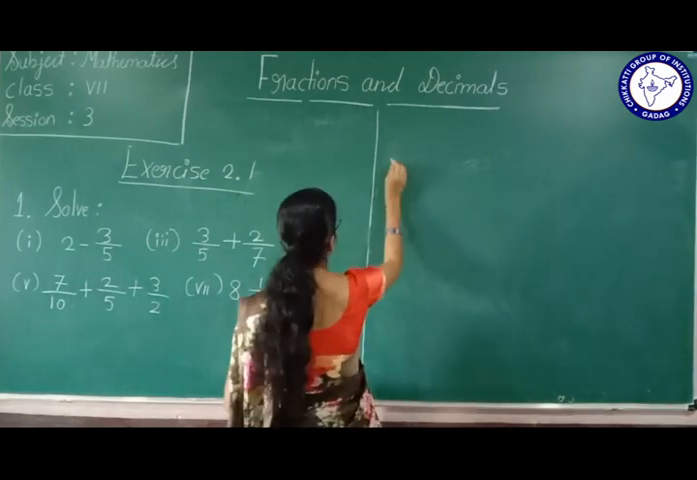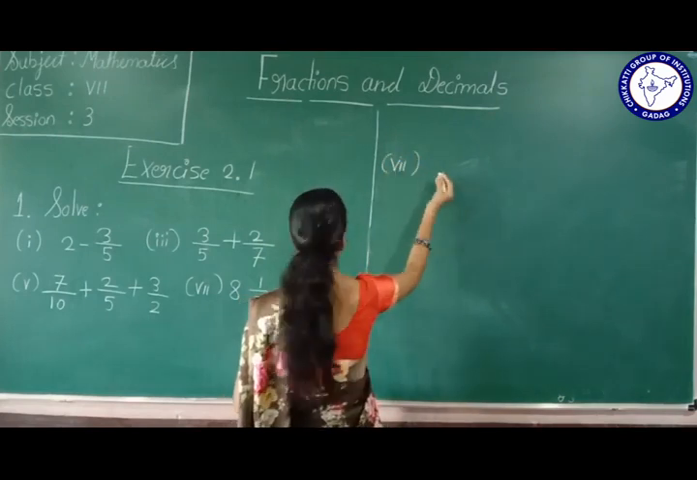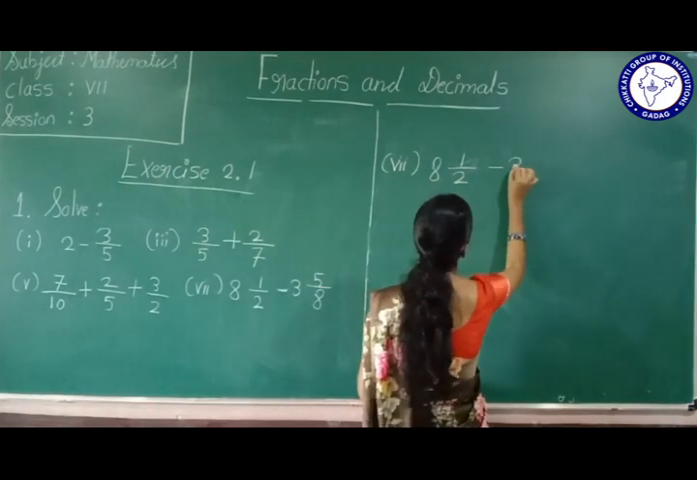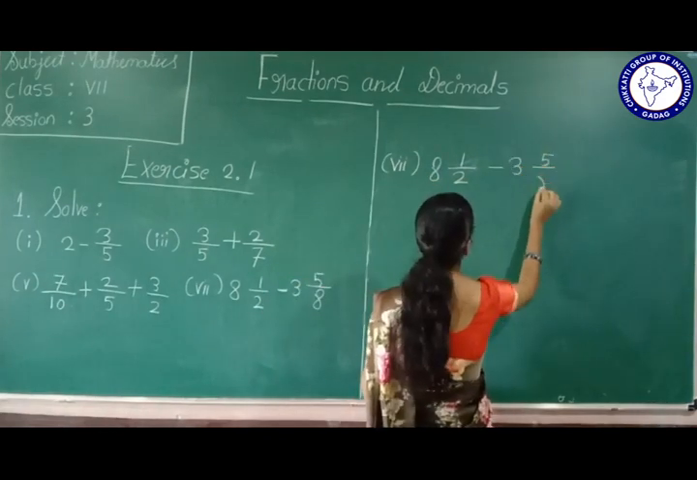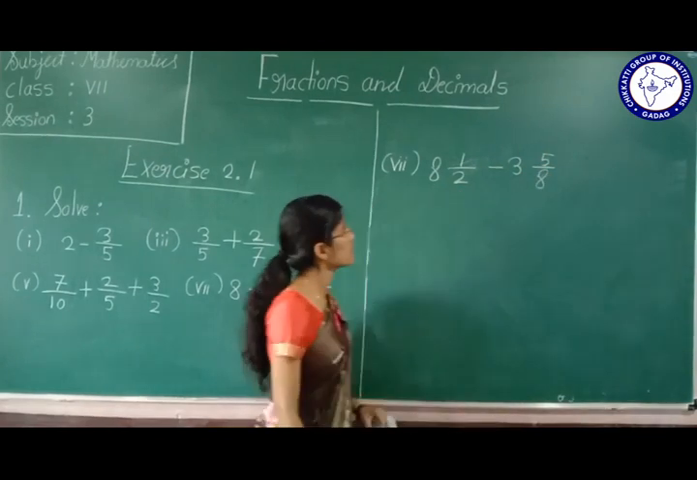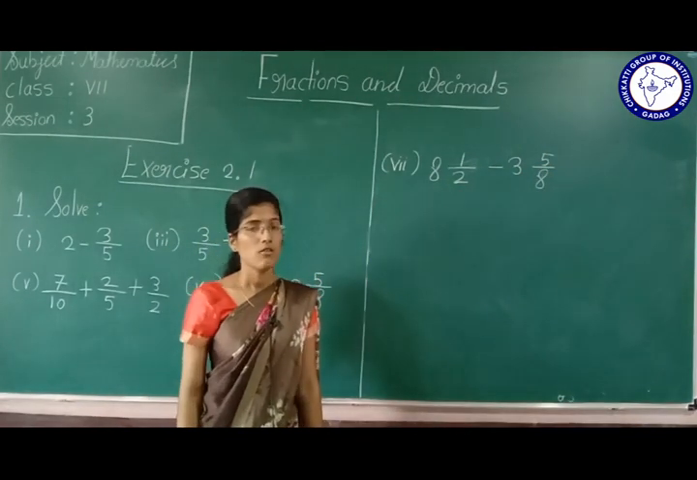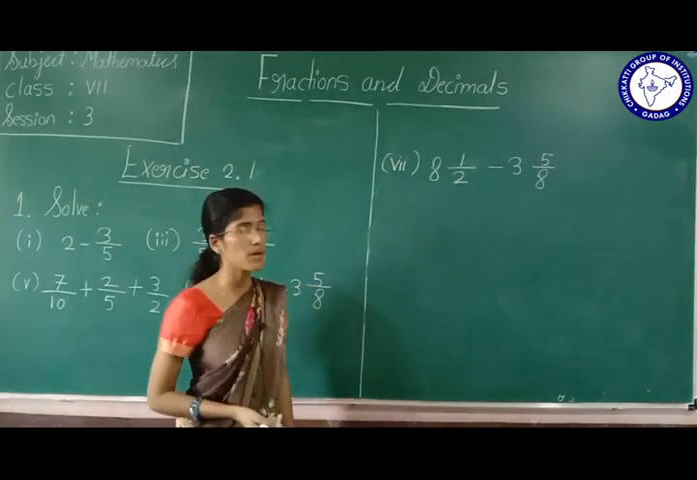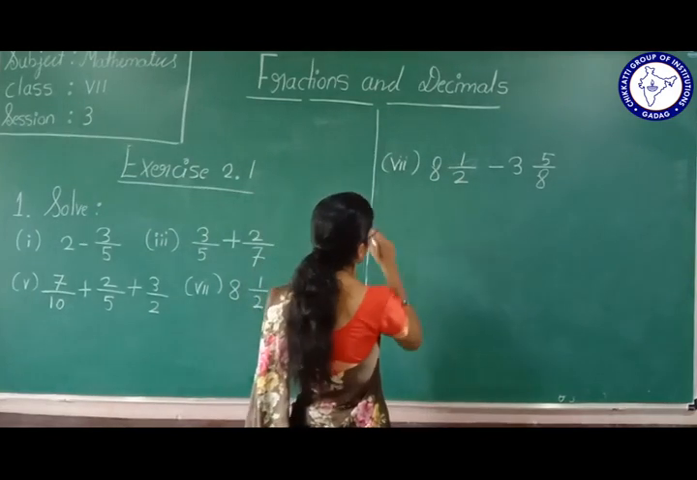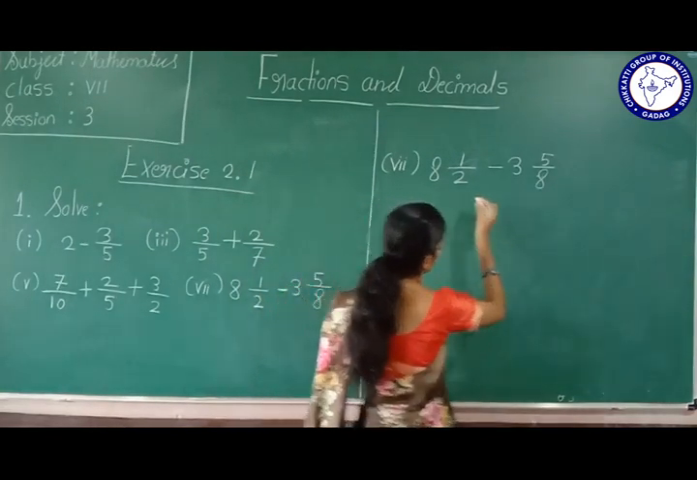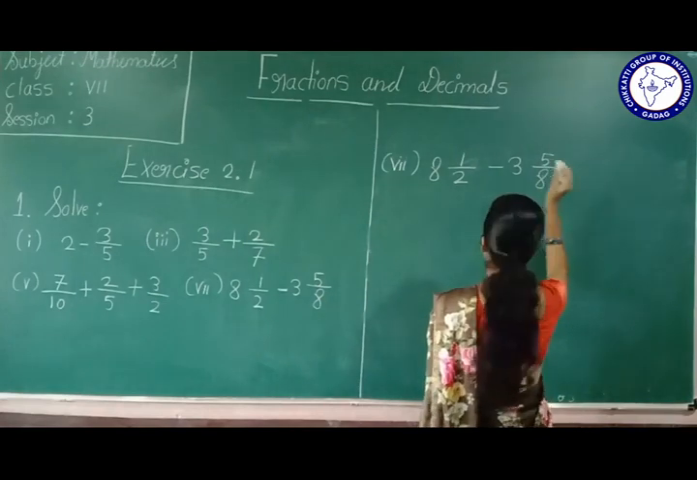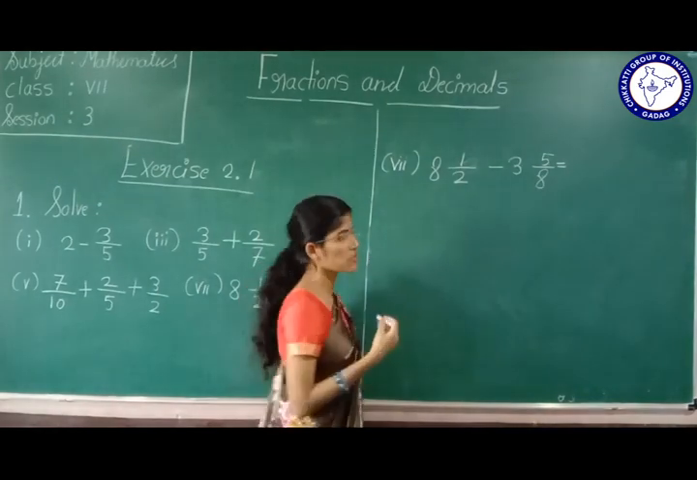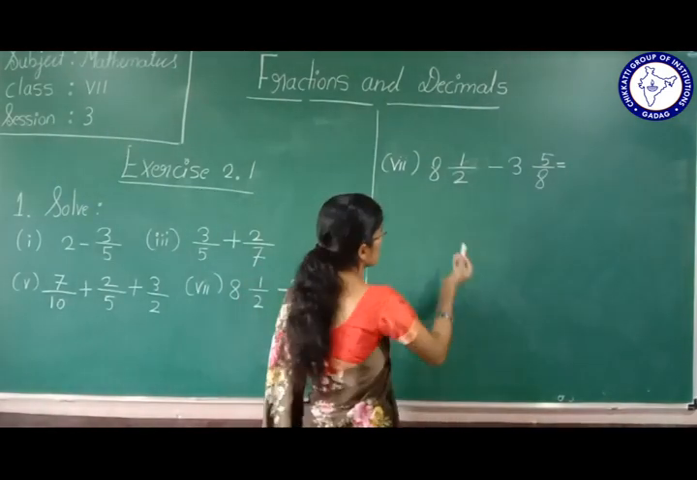Now we will solve the 7th one, that is 8 integer 1 by 2 minus 3 integer 5 by 8. So this is in mixed fraction form. What do we do? These mixed fractions, first we have to convert into improper fractions. So how to convert a mixed fraction into an improper fraction? See here.